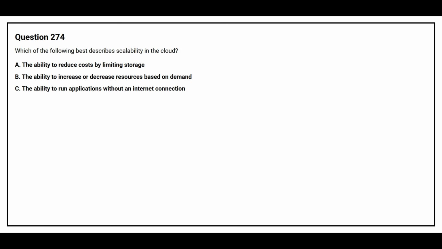Question number 274. Which of the following best describes scalability in the cloud? Option A, the ability to reduce cost by limiting storage. Option B, the ability to increase or decrease resources based on demand. Option C, the ability to run applications without an internet connection. The correct answer is option B, the ability to increase or decrease resources based on demand.